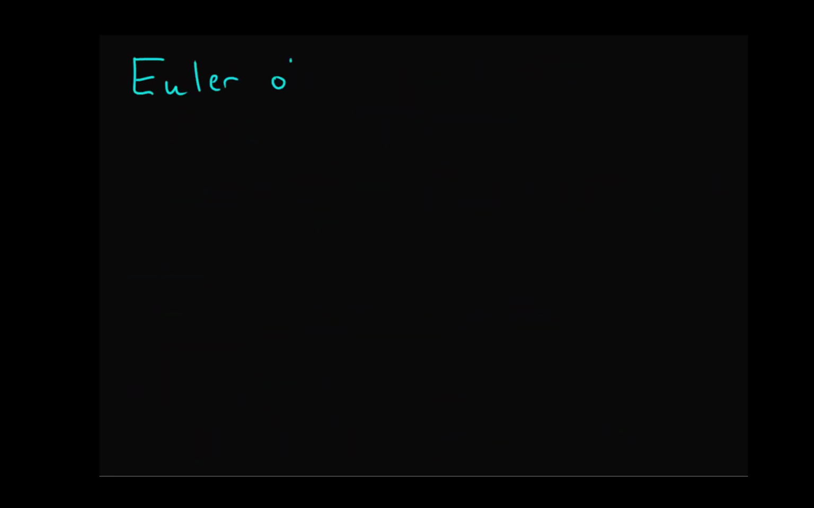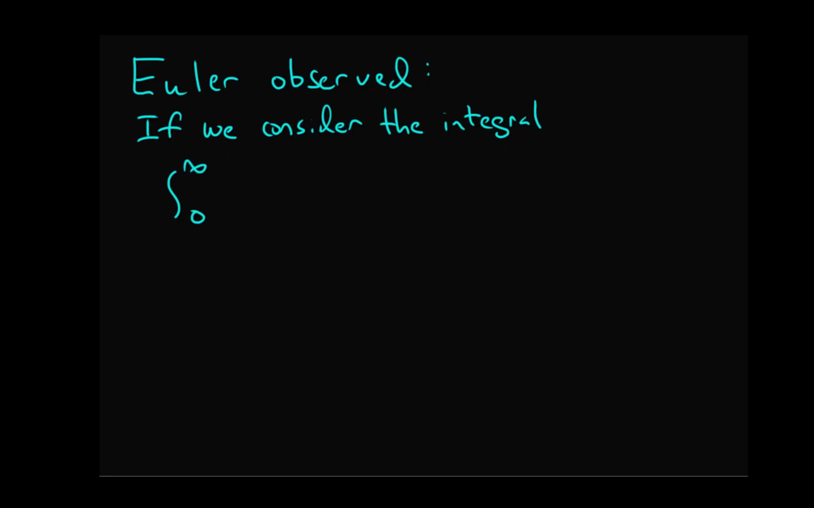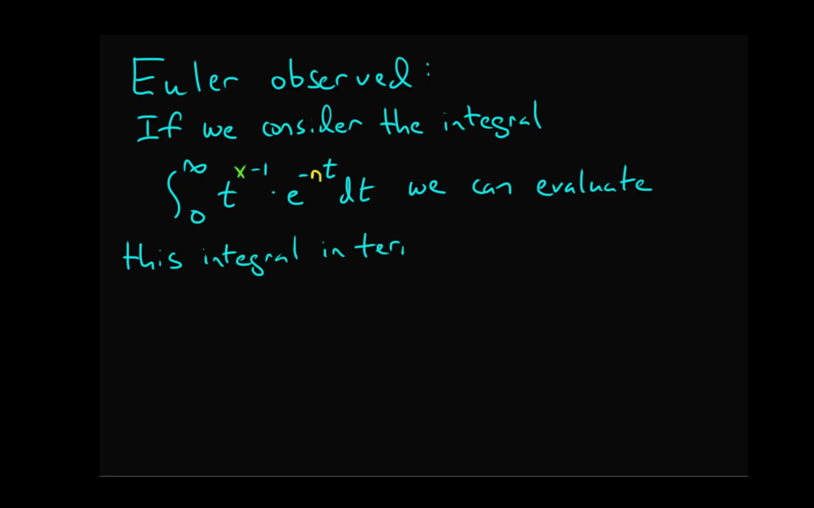And our proof begins with an observation from Euler. If we consider the integral from 0 to infinity of t to the x minus 1 times not e to the negative t, but e to the negative n times t dt, we can evaluate this interesting looking integral in terms of the gamma function. How am I going to do that? I'm just going to make a straightforward u substitution.